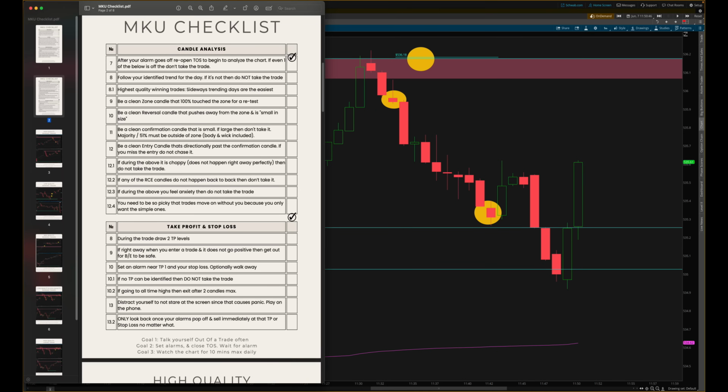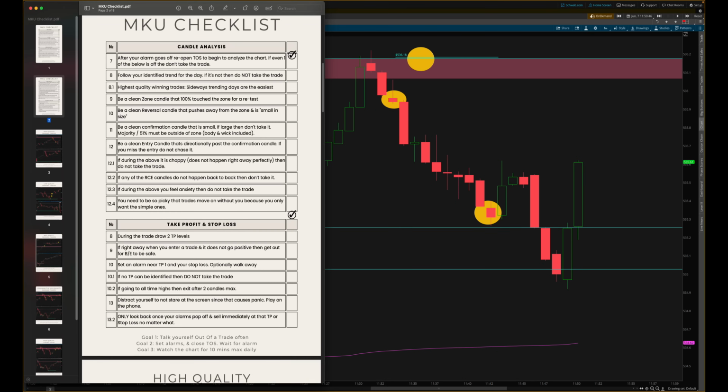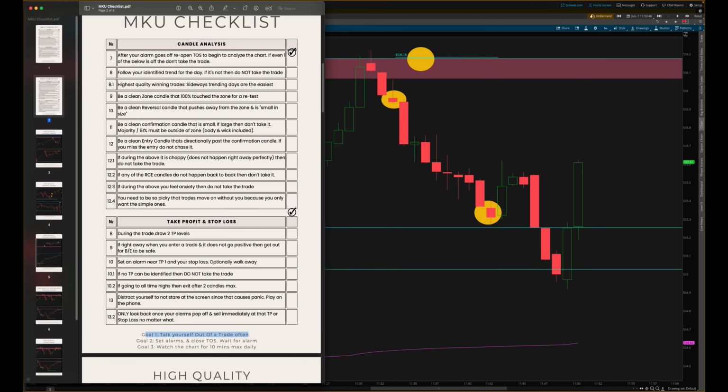Now, where were we? We were at 13.2 because, of course, that number makes sense. And by the way, I know this is on the other piece up here, but I want to walk through this because this is the last piece, right? We already went through the strategy. So there's 3 goals every single day. FYI. Talk yourself out of a trade as often as possible. That's goal 1. I think I've addressed that enough.